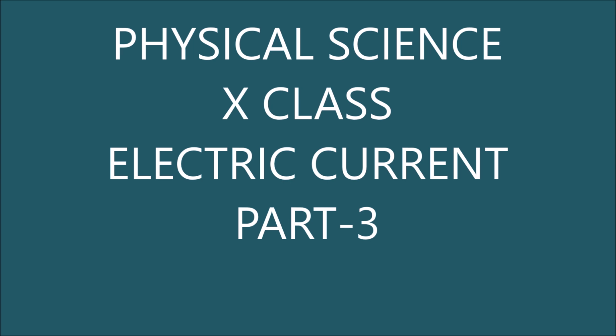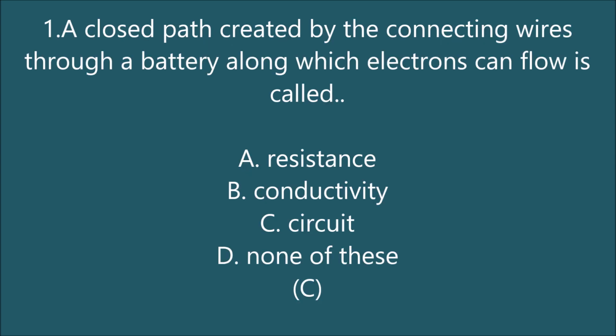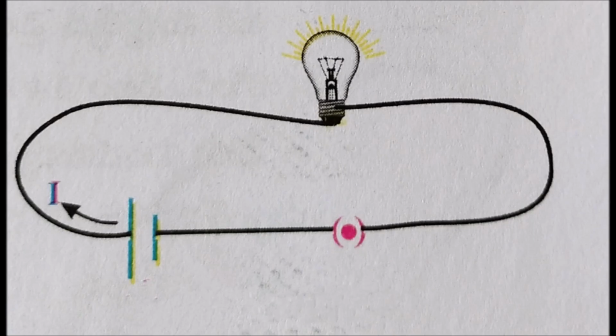First question: a closed path created by the connecting wires through a battery along which electrons can flow is called resistance, conductivity, circuit, none of these. C is the right answer. That means it is called a circuit. Look at this image. This is a circuit diagram having wires, battery, key also called switch, and bulb.